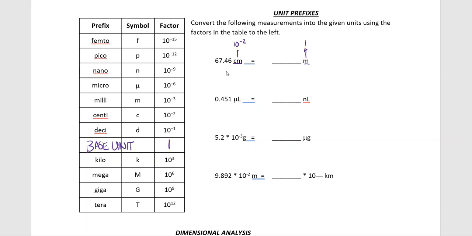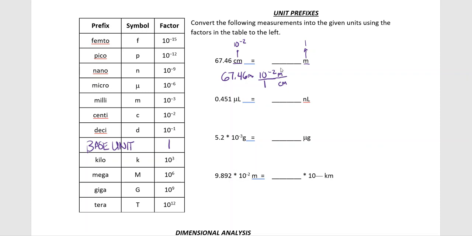So now to convert this, I'm going to take my magnitude, the number that I started with, 67.46. I'm going to multiply it by the factor that it begins at, 10 to the negative 2, and I'm going to divide it by the factor on the other side, 1, right? Now, I also need to put in the units here, so this is going to be centimeters, and then I'm going to have meters per centimeter on the other side, right?